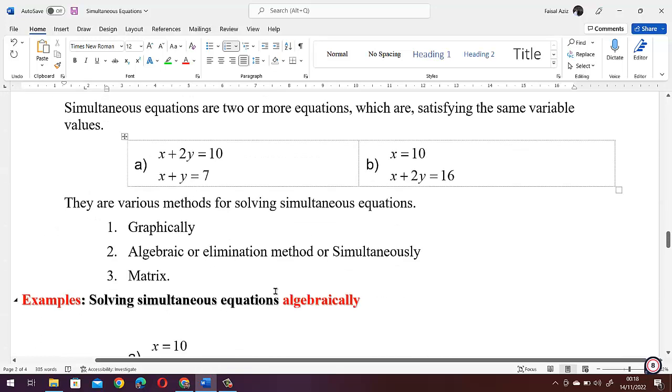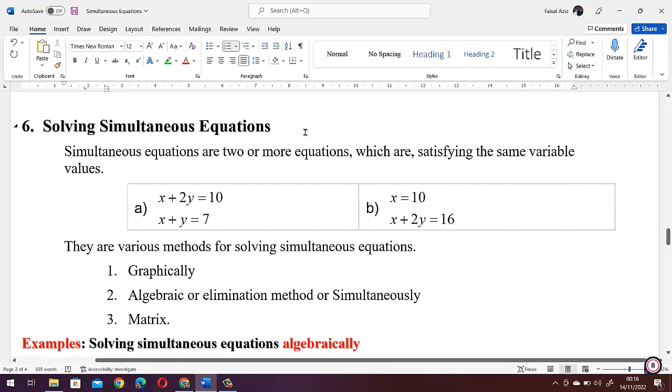Okay, let's have a look at how we can solve a simultaneous equation. In a simultaneous equation, we have 2 equations. In the first example you can see x plus 2y equals 10 and x plus y equals 7. We can solve these equations graphically, through algebra, and through matrix. The graphical method is the same.